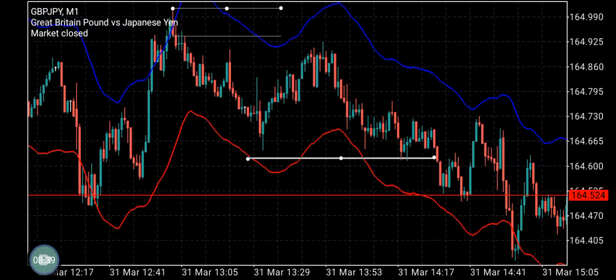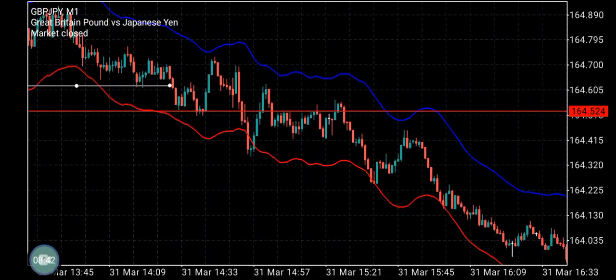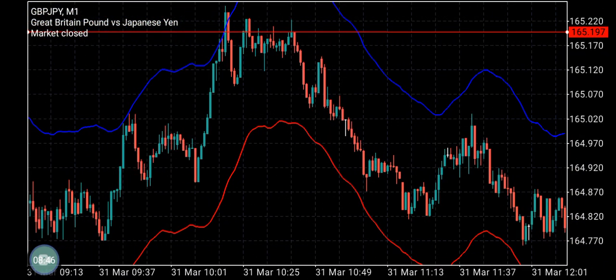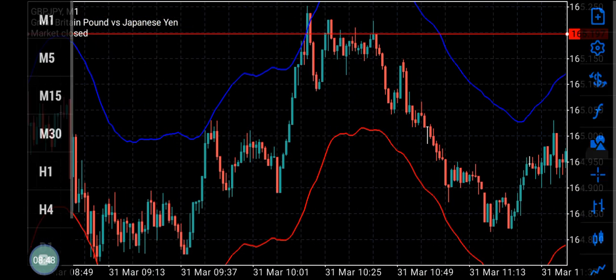Take your profit once it hits the lower band. Don't wait, don't be greedy. If not, it might reverse and go against you. Something I've backtested several times. Look at another good example right here.